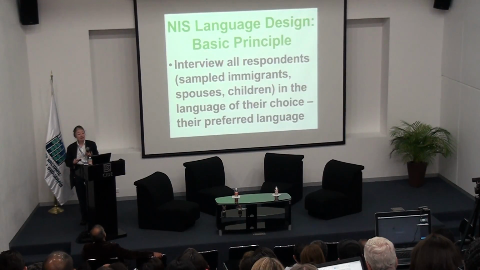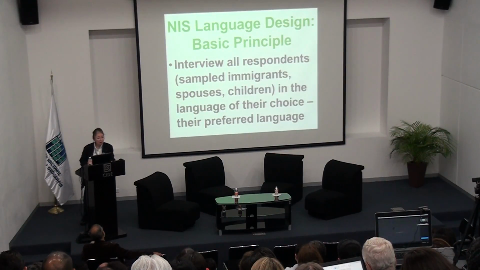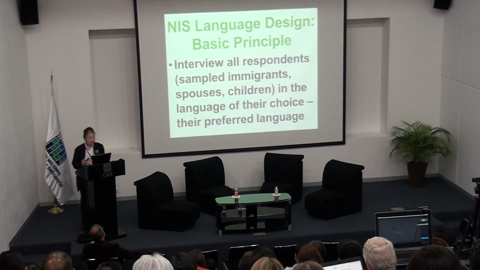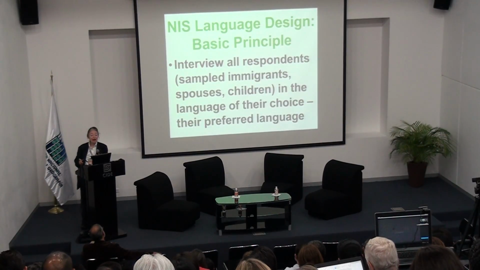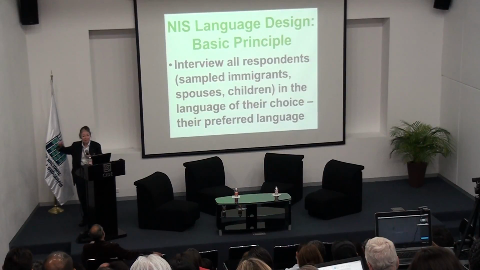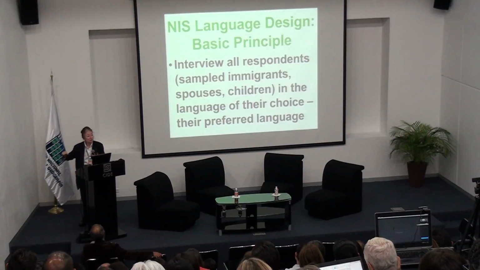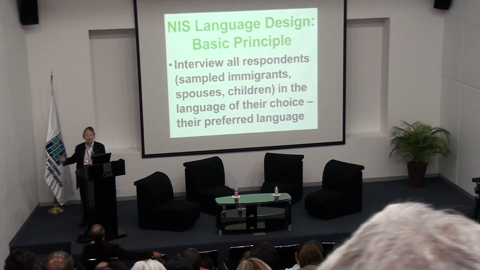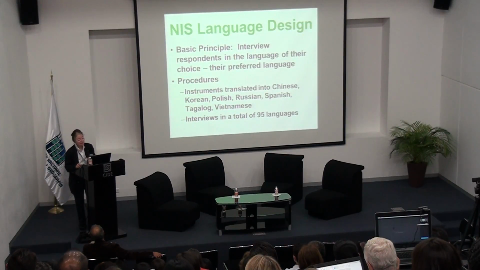Now, language. Immigrants appear with lots and lots of native languages. So early on, the team of PIs developed a basic principle: interview all respondents in the language of their choice. This means that it would be possible to show up at a home and use one language for the sample adult immigrant, a different language for that sample adult immigrant's spouse, and still a different language for that immigrant's age-eligible child. Okay? This was extremely demanding.